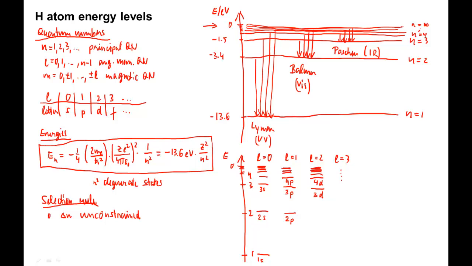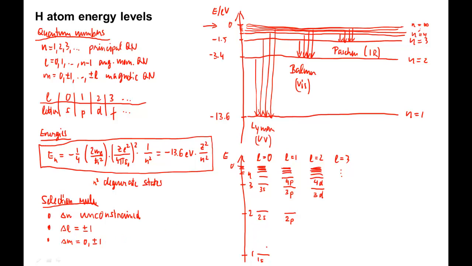Now, transitions between states are allowed only under 2 additional requirements that add to the selection rule. First, the angular momentum quantum number changes by exactly 1. So delta l has to be equal to plus or minus 1. Second, the magnetic quantum number, m, is allowed to change by maximally 1. So it's either 0 or plus or minus 1.